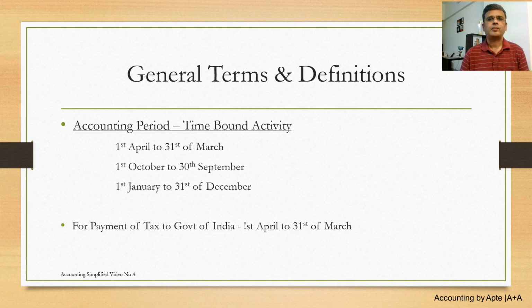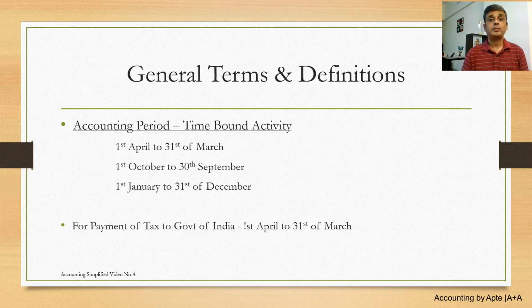As I said earlier, accounting is a time-bound activity. So all accounts needs to be closed at a predefined date. As far as Indian companies are concerned, the accounting period could be from 1st of April to 31st of March. If it's a European company, then accounting period could be from 1st October to 30th of September. And if it is a US based company, then it could be 1st January to 31st of December. But companies are free to select their accounting period for 12 months. That is, for a year, they are free to select their accounting period.